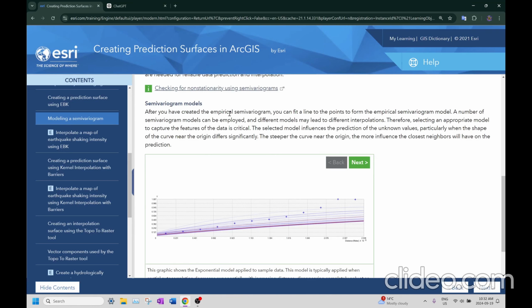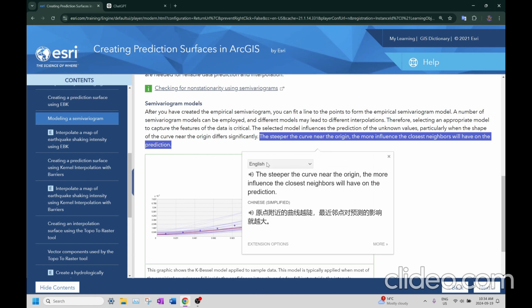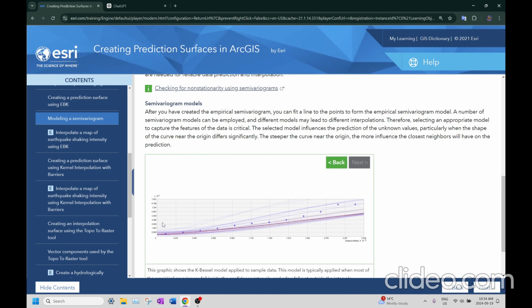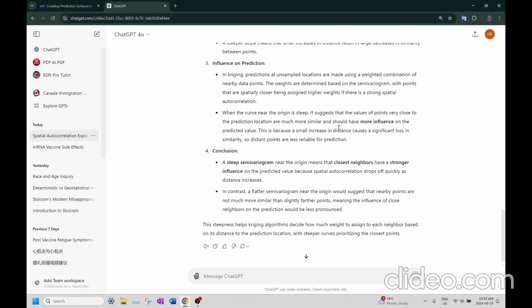After you generate the empirical semi-variogram, you can fit a line to the points to form an empirical semi-variogram model. And you have to select an appropriate model to capture the features in the data. There's a very important sense: the steeper the curve near the origin, the more influence the closer neighborhoods will have on the prediction. So further explanation: a steep semi-variogram near the origin means a close neighbor has a stronger influence on the predicted value, because the correlation drops off quickly as distance increases.